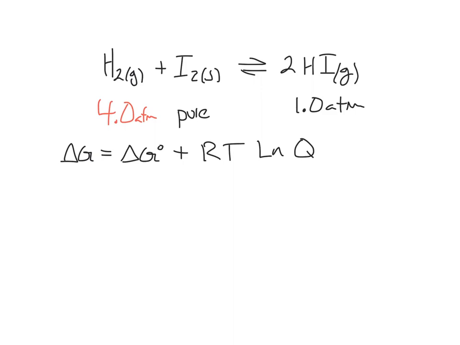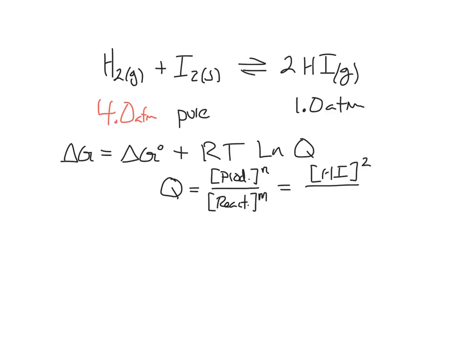Let's start by reminding ourselves what Q is. Q is the reaction quotient, and it's the concentration of products over reactants raised to their appropriate stoichiometric coefficients. So for this particular reaction, the product is HI gas, and it has a stoichiometric coefficient of 2, and the reactants are H2 and I2. So let's plug in the values we have based on the problem.